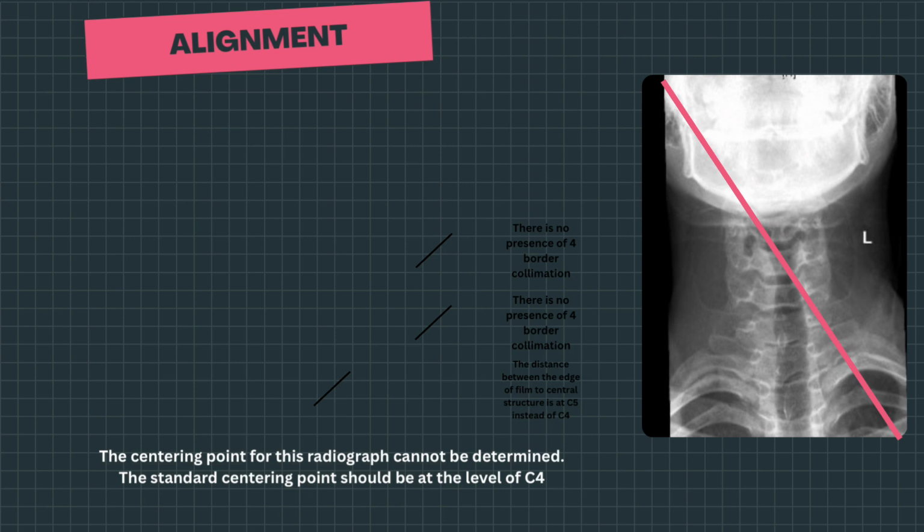Next is the alignment. There are 3 components for the alignment: the alignment from the X-ray tube to the cassette, the alignment from the X-ray tube to the patient, and the alignment of the cassette to the patient. Based on the radiograph, the alignment from the X-ray tube to the cassette cannot be determined because there is no evidence of the four borders of collimation. The X-ray tube to the patient also cannot be determined because there is no evidence of the four borders of collimation. Next, the alignment between cassette and the patient is incorrect because the distance between the edges of the film to the central structure is at C5. The centering point for this radiograph cannot be determined. The standard centering point should be at the level of C4.